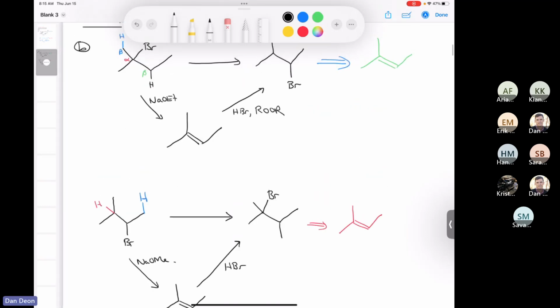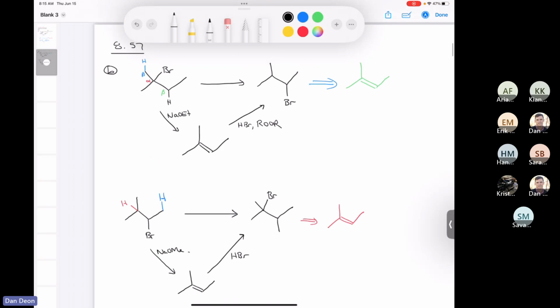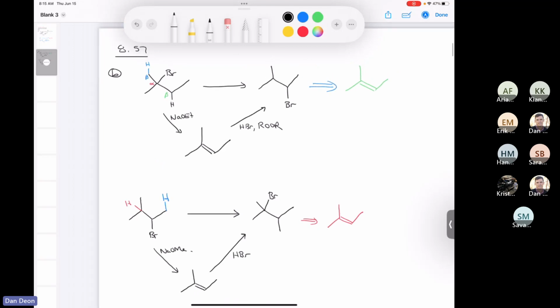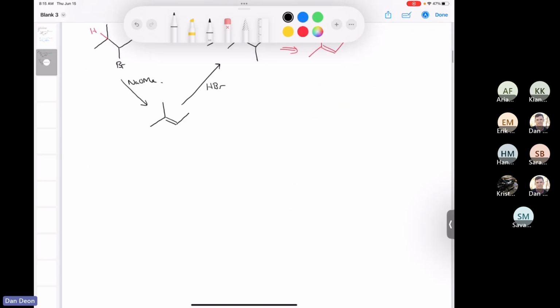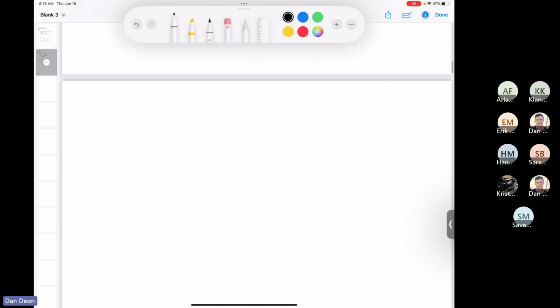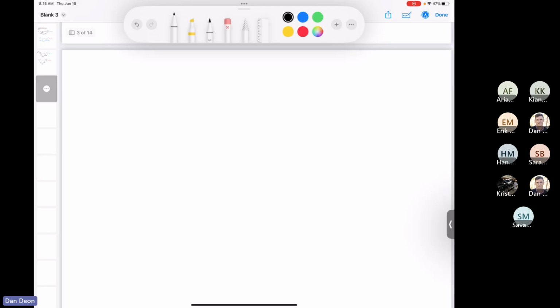So now we see that we can go frontwards or backwards in this reaction and get the products either way. Okay, so the next question does the same thing. So this again is question 8.57, and this is part C. So we have some stereochemistry we have to draw in here carefully. So let me make sure I get it right.